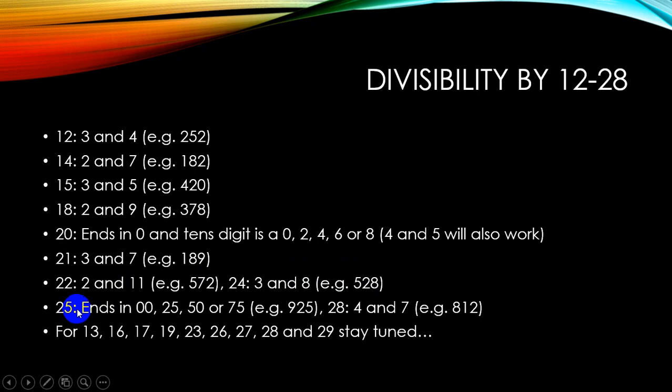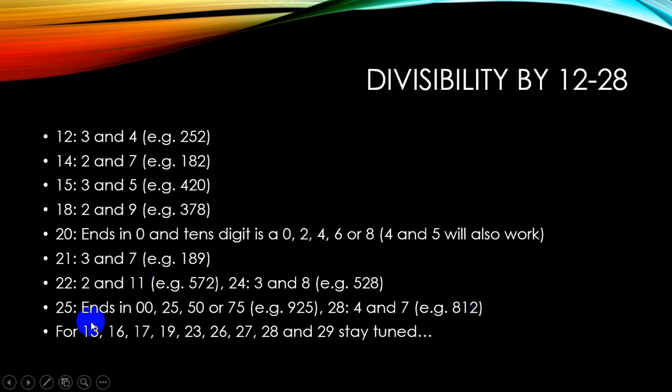25, very easy, think quarters, ends in 00, 25, 50, or 75. So 925, it ends in the 25, therefore it's divisible by 25. Then 28, you can check for divisibility by 4 and 7. So 812 would be a good example. Just look at the last two digits. 12 is, of course, divisible by 4. And then 7, well, you take 81, you break off the 2, you double the 2, that gives you 4. 81 minus 4 then is 77, which is a multiple of 7, 11 times.